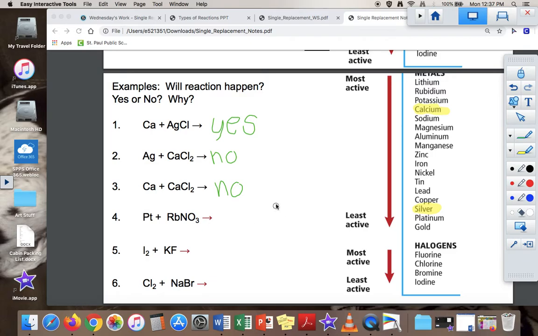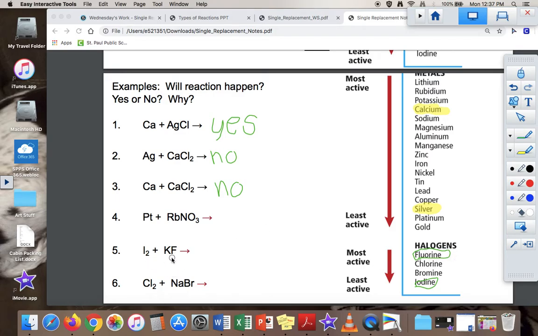Now I'm going to go down and do another example a little bit lower down. All right, here's iodine and then potassium fluoride. Now I'm going to look up iodine down here in the halogens. Iodine is way down here at the bottom. Okay, and fluorine is way up here. Fluorine is very, very strong. Right? It's one of the most reactive elements, but it's the most reactive halogen for sure.